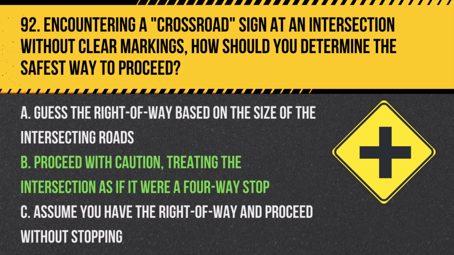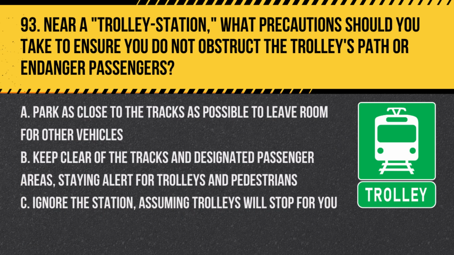Answer B. Proceed with caution, treating the intersection as if it were a four-way stop. In the absence of clear markings or traffic controls at a crossroad, proceeding with caution and readiness to stop is the safest approach.